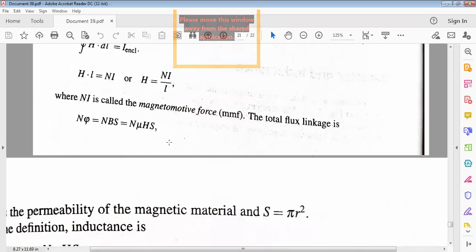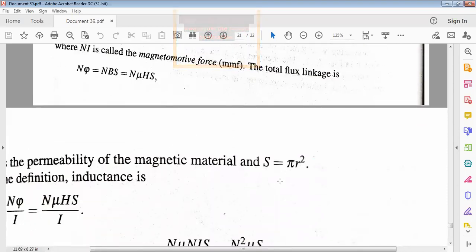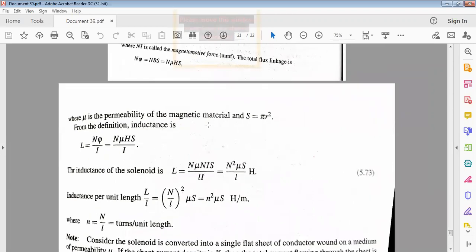So this is the one expression. Further, it is extended, where mu is the permeability of the magnetic material, and the surface area equals pi r square. From the definition, L equals N phi by I, so phi is replaced from the above expression, mu H S. N mu H S by I. So the inductance of the solenoid L equals N mu, into H, where H is replaced with N I by L from the above expression.